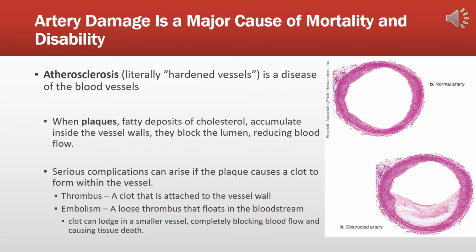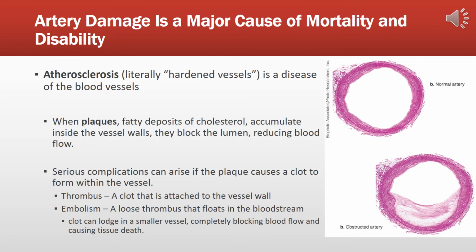Artery damage is a major cause of mortality and disability. Atherosclerosis, which literally translates to hardened vessels, is a disease of the blood vessels. This hardening of the blood vessels occurs when plaques or fatty deposits of cholesterol accumulate inside the vessel walls. This causes some blockage of the lumen, which reduces blood flow to certain parts of the body. Serious complications can arise if these plaques cause a clot to form within the blood vessel.